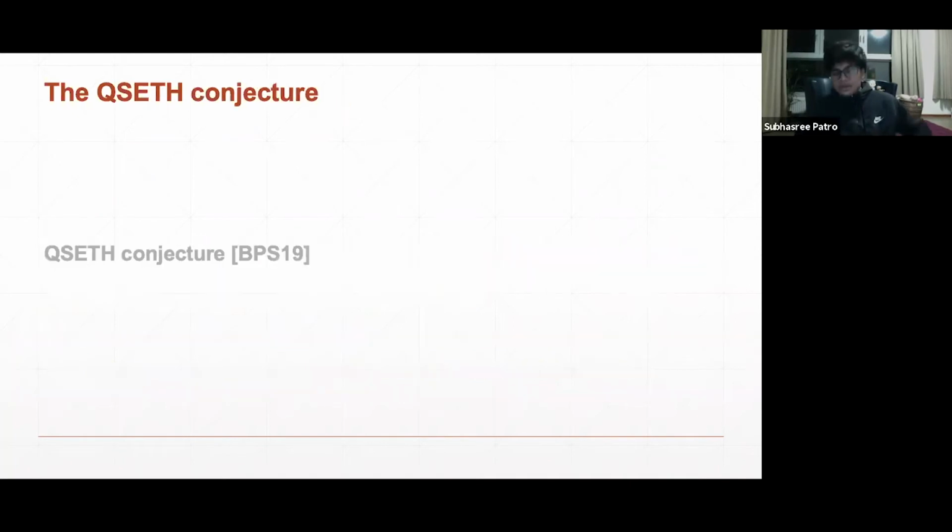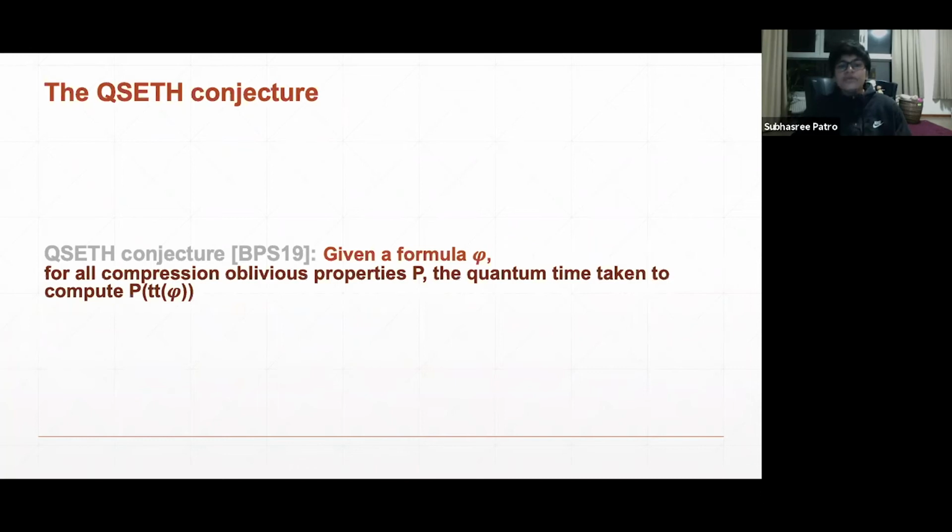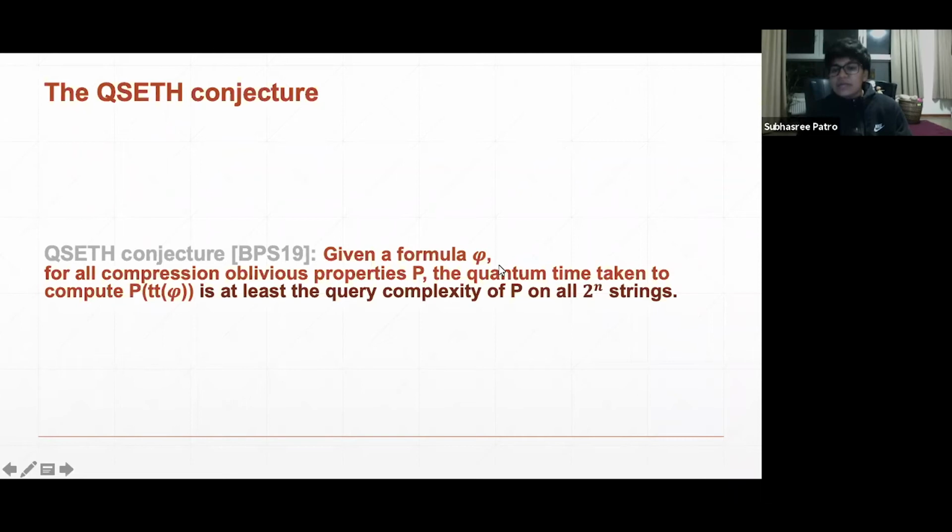Now we define this Q set conjecture. What we say is, given a formula phi, for all compression oblivious properties P, the quantum time taken to compute the property on the truth table of that formula is at least the query complexity of P on all 2 power n bit strings. So now how is this different from the compression obliviousness? When we are given a formula, we are given the description of the formula, and the description could be very small because it could be poly of n. But for a compression oblivious property, we are given the truth tables, which means the string is very big, but the number of strings that we could have is less. So that is the difference here.